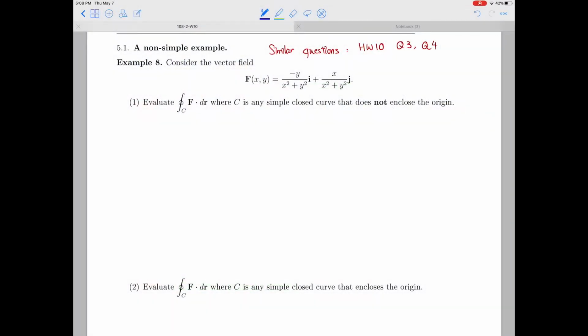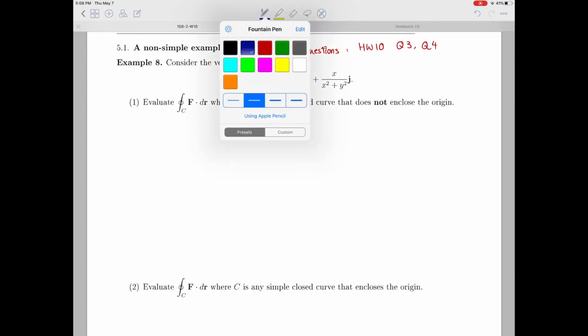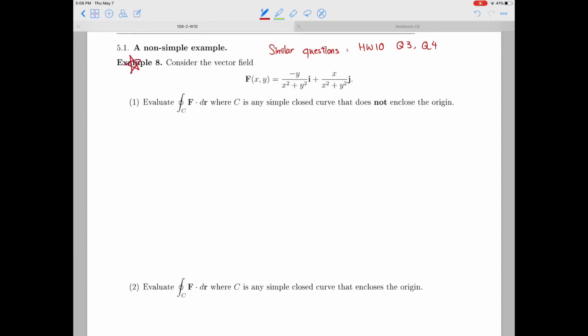Now we come to the last example of this week. I hope this will help to summarize everything that we have done this week. This is a very important example. Let's put a star here. And also, I've made some very similar questions in homework 10, question 3, and question 4. Please attempt this yourself and try to see if you manage them. If you manage this, that means that you really understand the materials of this week.